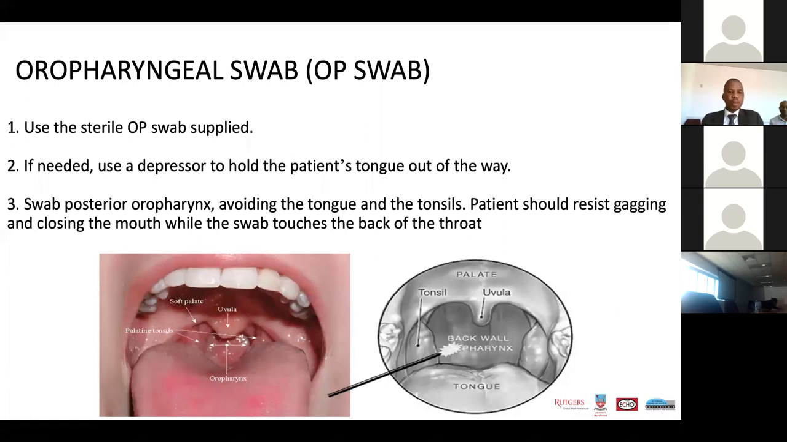And then you swab the posterior oropharynx, avoiding the tongue and the tonsils. And the patient should resist gargling and closing the mouth while the swab touches the back of the throat.